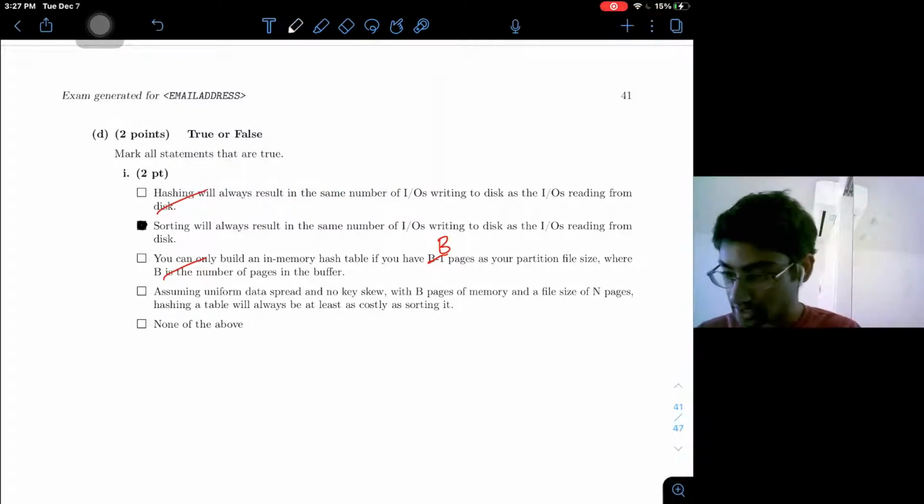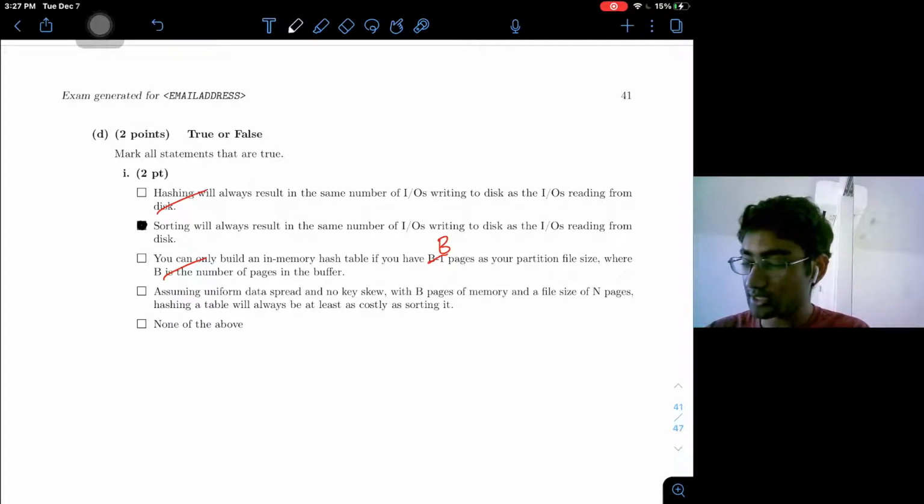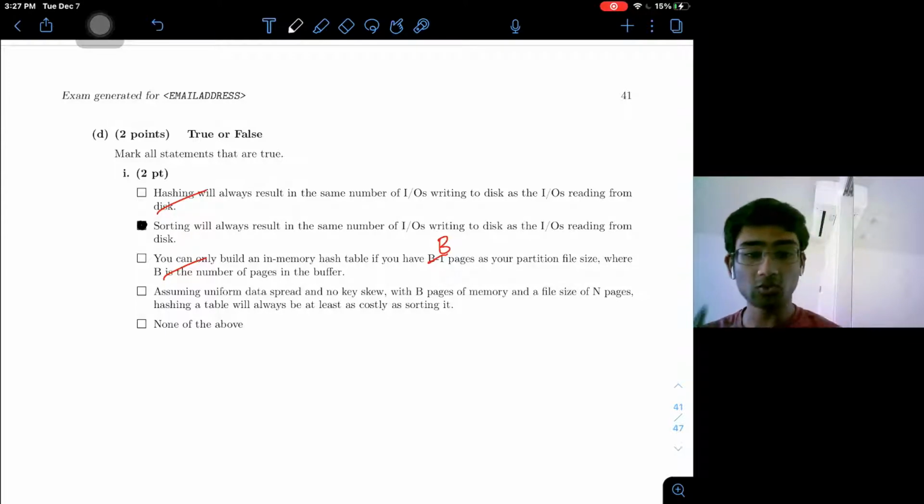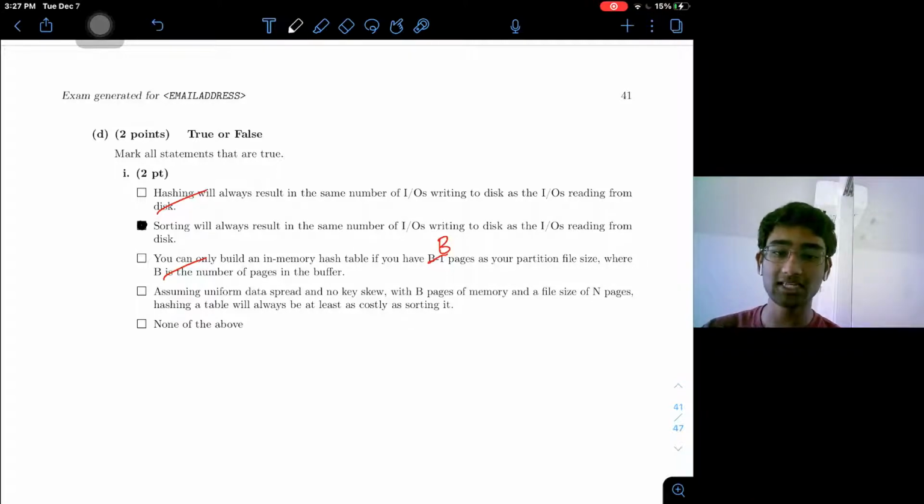And then the last statement is, assuming uniform data spread and no key skew with b pages of memory and a file size of n pages, hashing a table will always be at least as costly as sorting it. So in this case, right, with hashing a table, the two scenarios are the write IO cost is the same as the read IO cost, or it's higher. But in the case where it's the same as the read IO cost, well, that's just the exact same as sorting, right? It's the same cost as sorting. You end up having the same number of passes, and each pass will cost you 2n IOs because you have n IOs for reading and n IOs for writing.